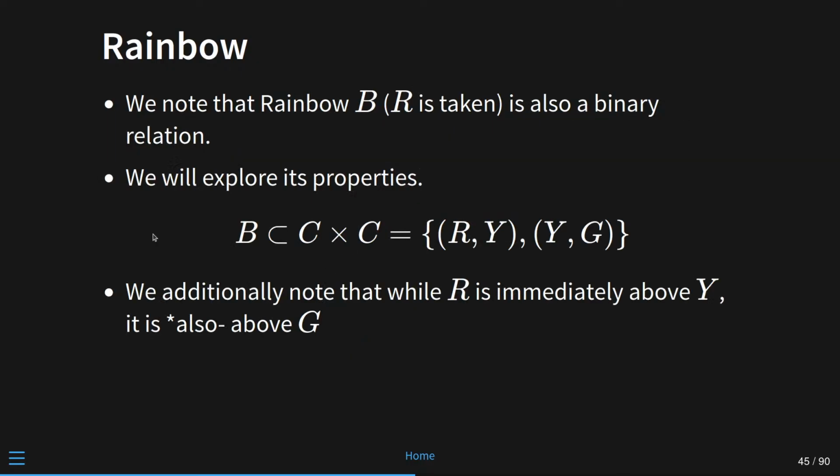So we're going to take the rainbow relation B. Why is it B? Because R is taken for relation, so I'm calling this relation B. It is also a binary relation. It is a subset of the Cartesian product of GYR, right? And it has only these relations, red to yellow and yellow to green, and that's above. So we also note that red is above green. I am leaving this out. Why am I leaving out the red above green? Because that is not an atomic relation. There's an intermediate yellow.